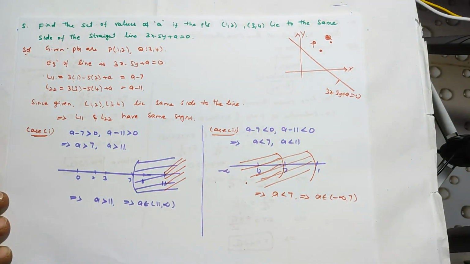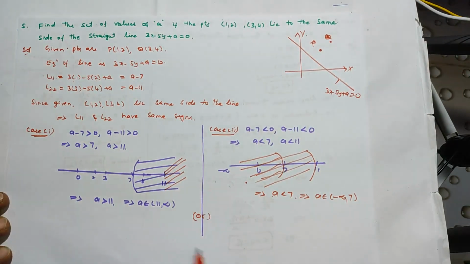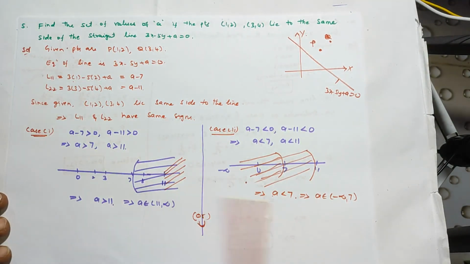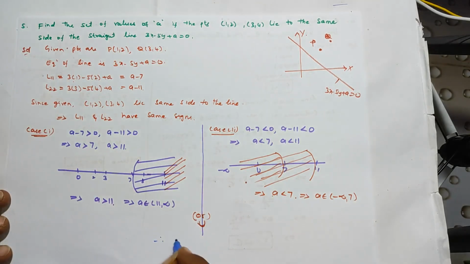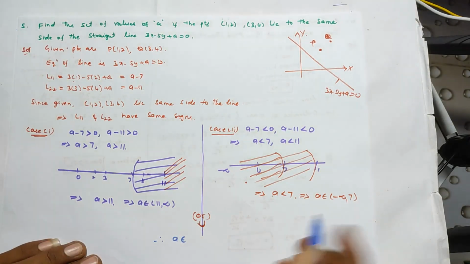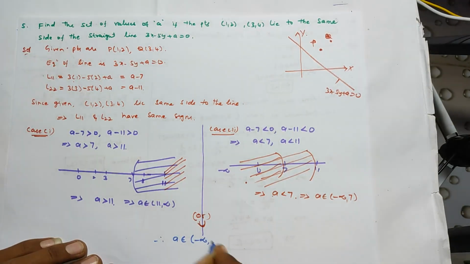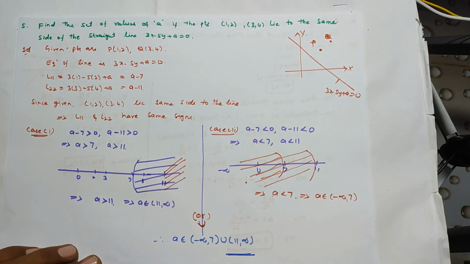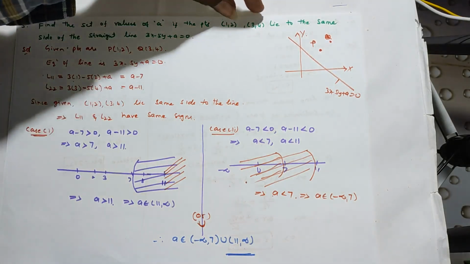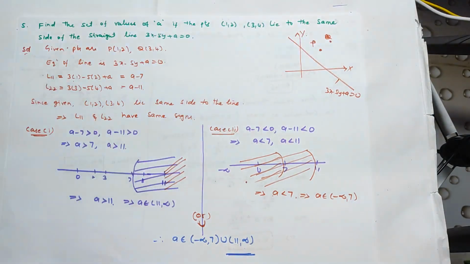Clear? See, this one is an OR condition. OR means union, right? OR means union. So we have to write all the values. Therefore, a belongs to (minus infinity, 7) union (11, infinity). These are the set of values which satisfy this line equation with these 2 points having the same side of the line.